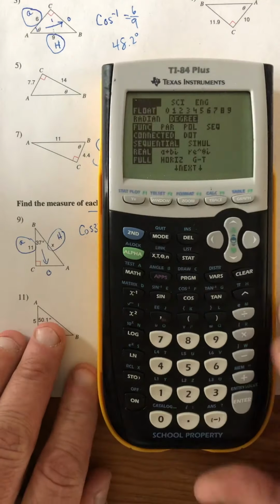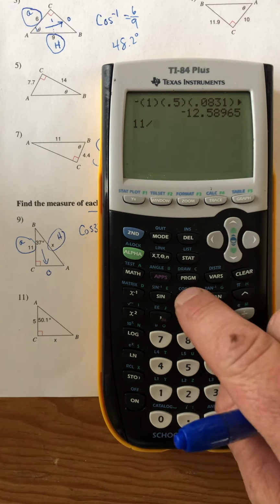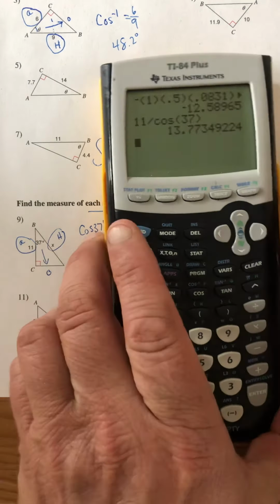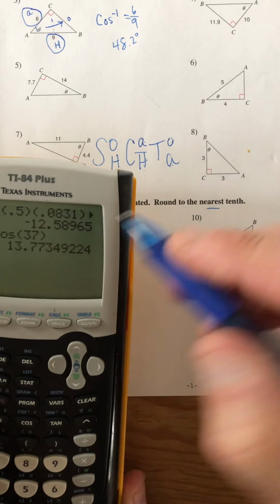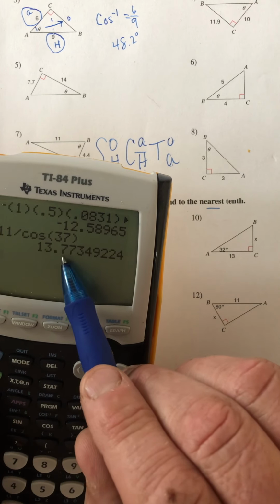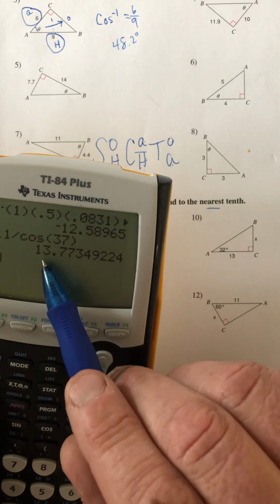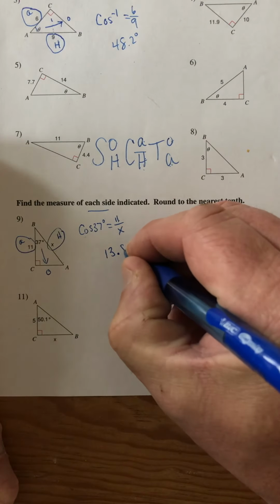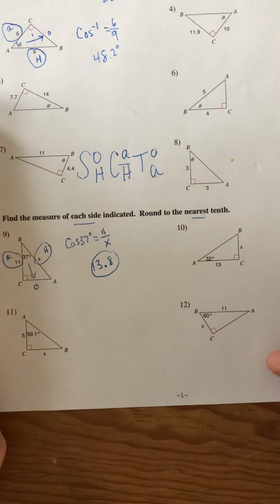So we're going to take 11 divided by the cosine of 37. Hit equals, and we're going to get an answer rounded to the nearest tenth. This is 13.77. So rounding this 7, we're looking at the number after that, which is 5 or greater. So this is going to be 13.8 as our answer. Okay. Number 10.